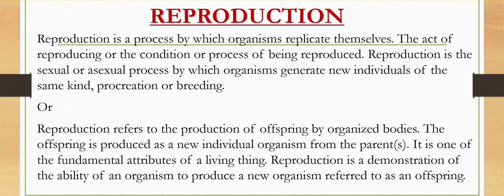The offspring is produced as a new individual organism from the parents. It is one of the fundamental attributes of a living thing. Reproduction is a demonstration of the ability of an organism to produce a new organism referred to as an offspring.